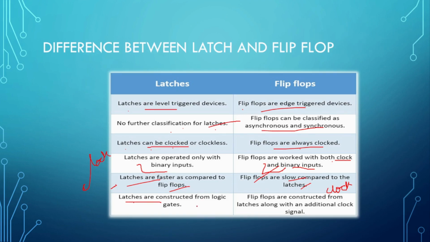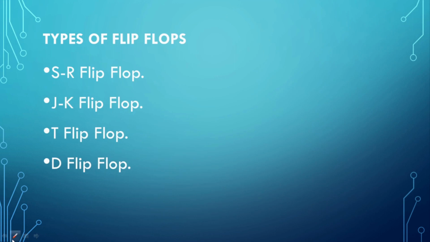Latches are constructed from logic gates and flip-flops are constructed from latches along with an additional clock signal. Usually flip-flops are classified into four types: SR flip-flop, JK flip-flop, T flip-flop and D flip-flop. The SR flip-flop is known as the set reset flip-flop. The JK flip-flop is developed to overcome the drawback of the SR flip-flop. T is the toggle flip-flop and D is the delay flip-flop.